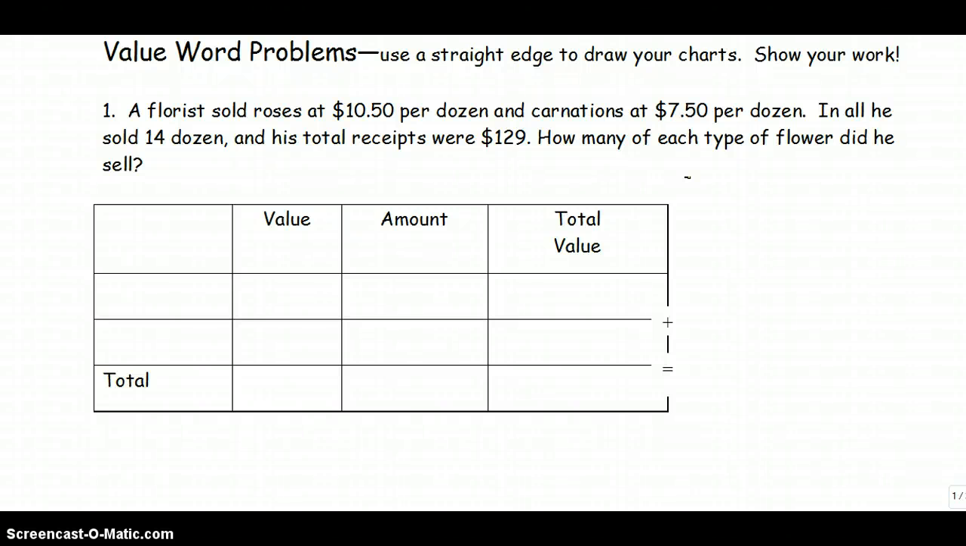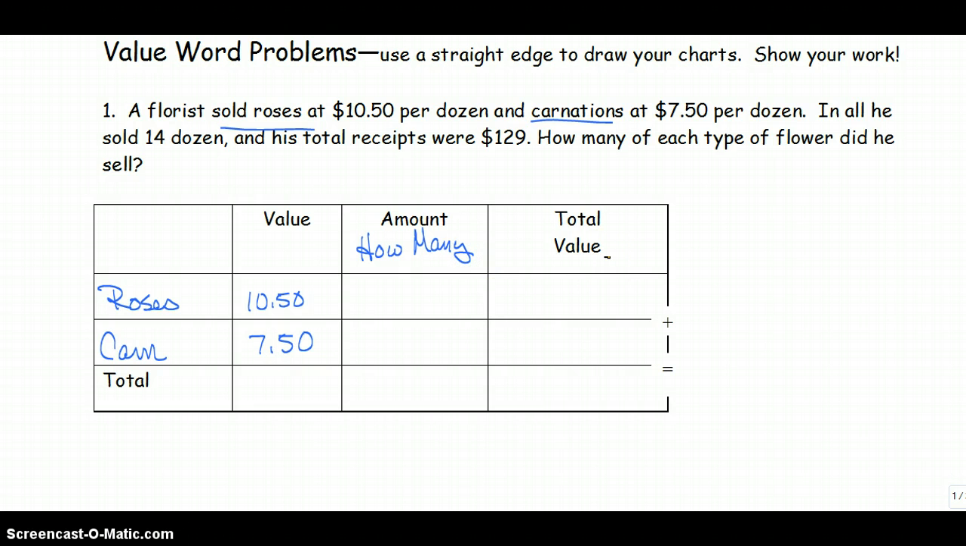Well, I'm looking for how many of each flower. So first thing we need to differentiate and see what we have. He sold roses and carnations. The cost of the roses was $10.50. The cost of the carnations was $7.50. Now they wanted to know the amount. Another thing about amount would be like how many.